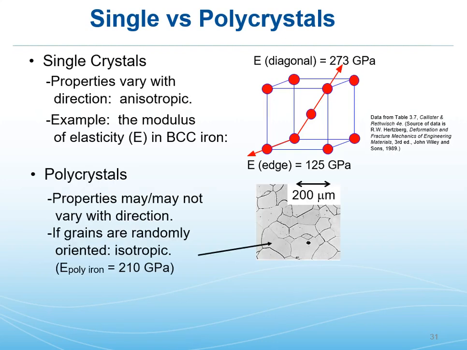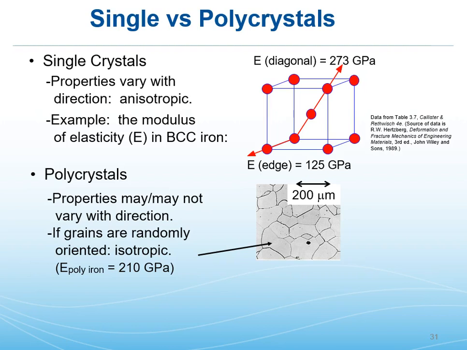Polycrystals, on the other hand, if you get enough of them together and they are randomly oriented, you can average those differences out. In this case, you're looking at an optical photomicrograph of iron, and according to the caption, it's randomly oriented, it's isotropic, something you'd get from maybe multiple cold working and recrystallization steps, fairly equiaxed grains there. And it's got an average modulus, not dead on between, but an average across all of the different crystallographic directions.